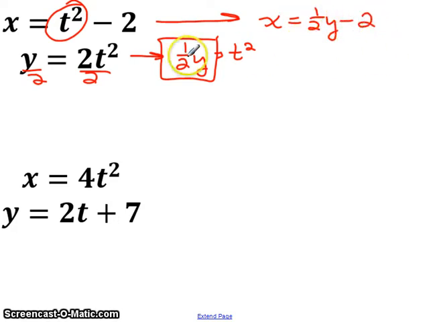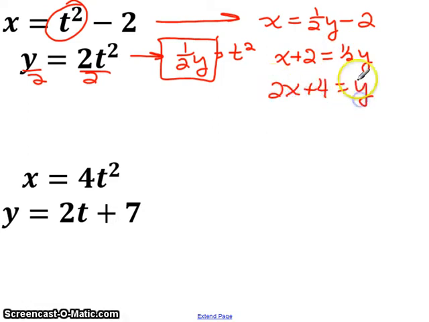Okay, and the 1/2 y is the same as t squared. And so now I want to solve this for y. Let's go ahead and move the 2 over to this side by adding 2 to both sides. And then we can multiply both sides by 2 to clear this fraction. So we'll get 2x plus 4 on this side and just y on this side. And once again, we've eliminated the parameter.